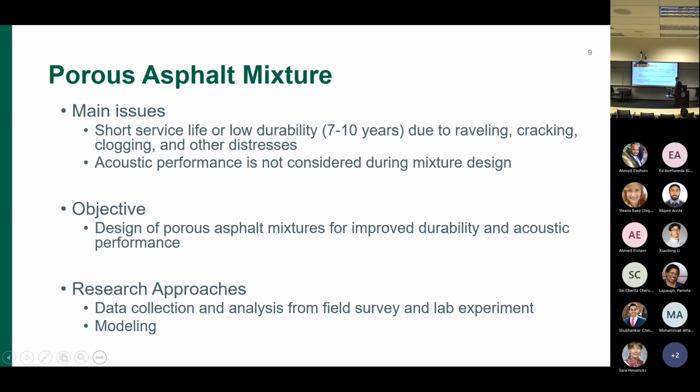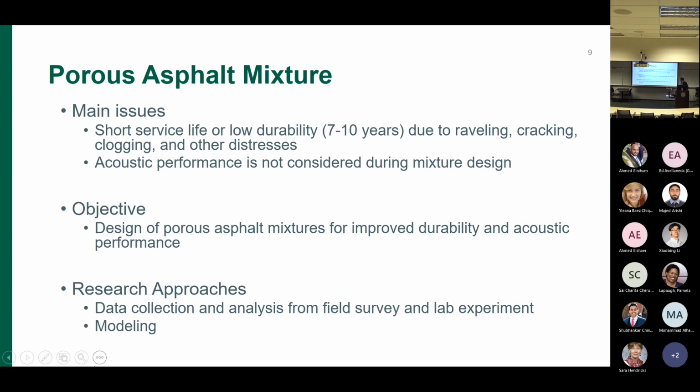The main issue is that because of the high porosity of the mix, the integrity of the mix is reduced compared to the dense graded mix. So typically they have a short service life, typically like 7 to 10 years. And the major failure mode is raveling of the coarse aggregates in the mix. And there are some other issues like clogging and cracking. And in the current design of the OGFC, as a friction course on pavements, other benefits like the acoustic performance are not considered in the mix design.